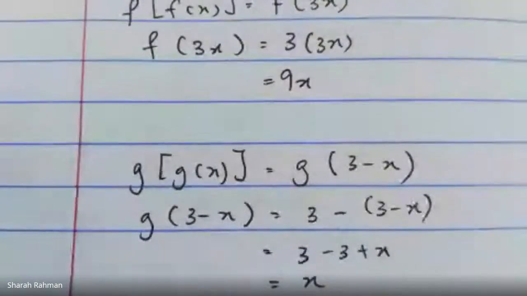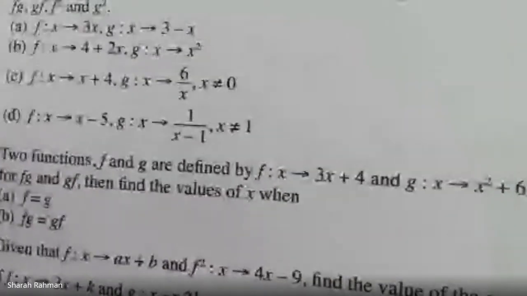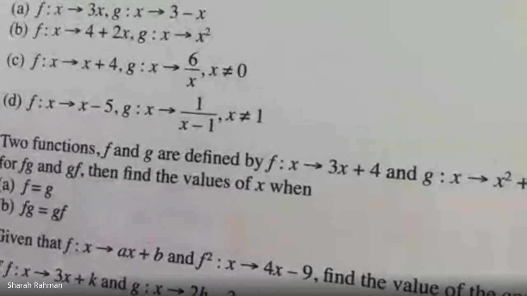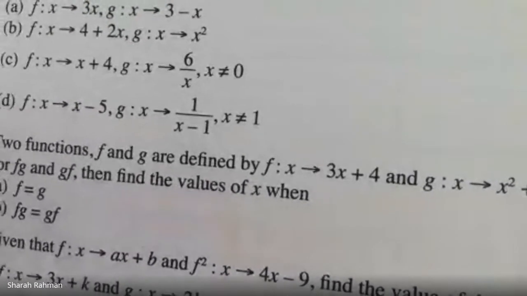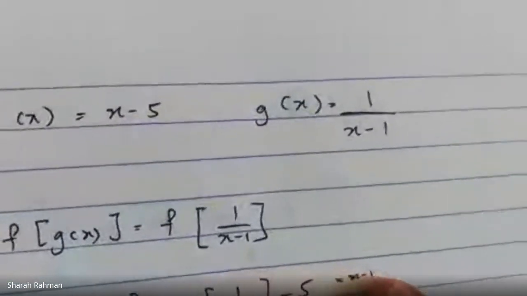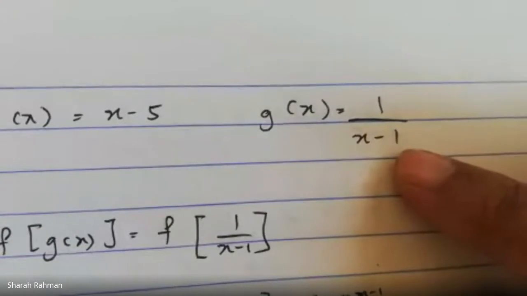2D. Given here f(x) equals x minus 5, g(x) equals 1 over x minus 1. Question 2D, sorry. So this is the function: x minus 5 and also 1 over x minus 1.